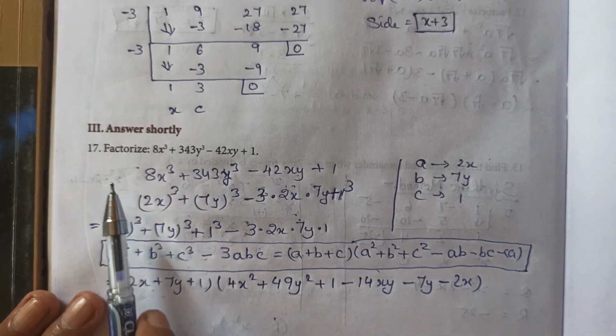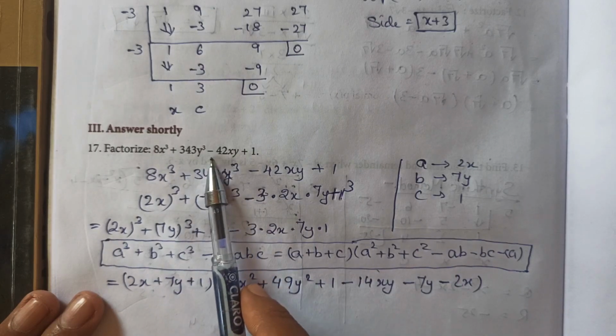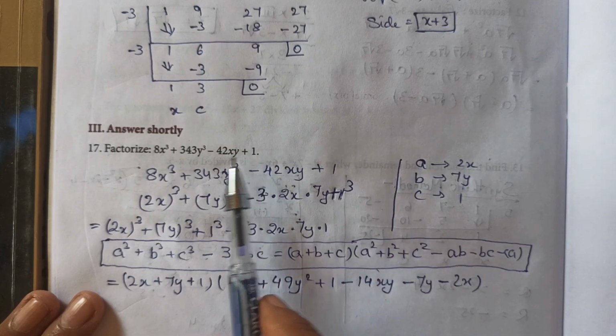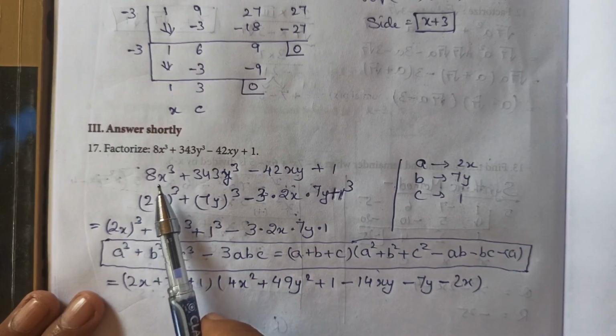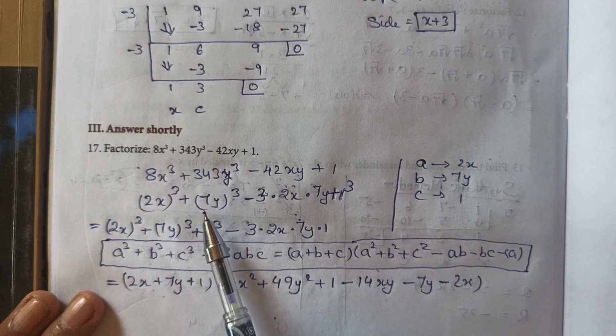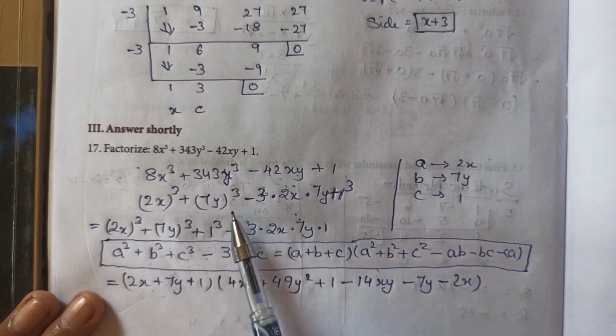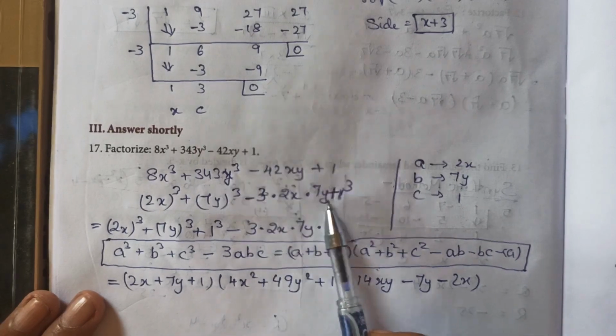Next, we come to factorize. As you can see, 8x cube plus 343y cube minus 42xy plus 1. These are not arranged, so we arrange them: 8x cube should be written as (2x) the whole cube, 343y cube should be written as (7y) the whole cube, and 1 should be written as 1 cube. This is 3 into 2x into 7y.